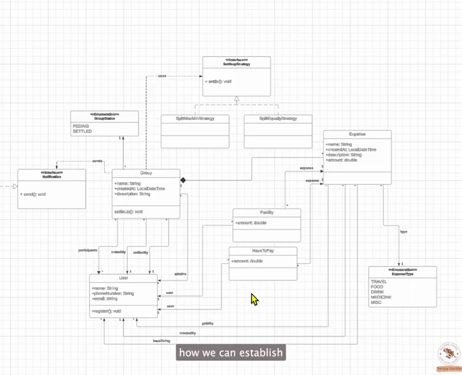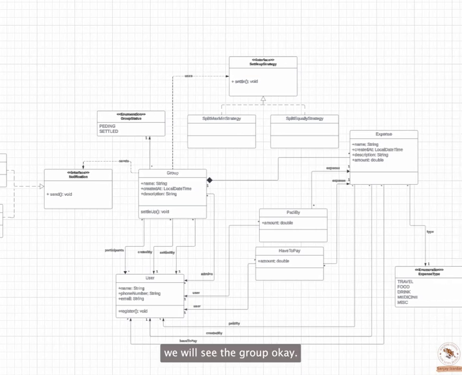Now we will see how we can establish the relationship between the classes. So first we will see the group. In the group we have the name, created at, and description, and the group will be using the strategy, settle up strategy. We want to establish a relationship between a class and an interface, and we always use dotted lines. This is the dependency relationship, meaning group is dependent on this settle up strategy for settling up the expenses. Here we are using uses because this group is using the settle up strategy.